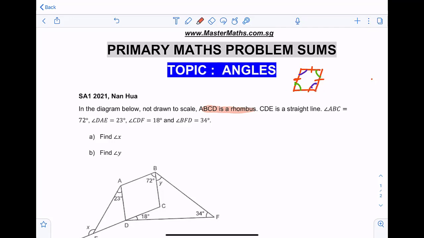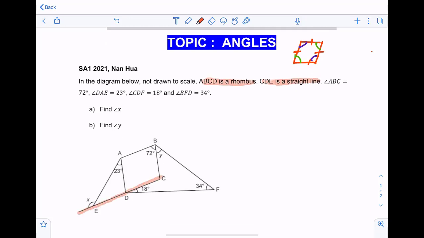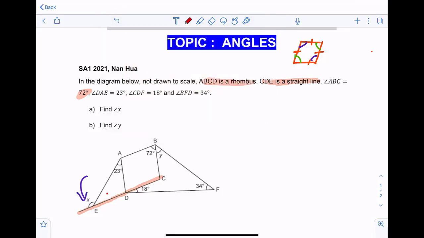Now CDE is a straight line. Angle ABC is 72 degrees over here, and angle CDF is given as 18 degrees. BFD is 34 degrees. Find angle X. So angle X is the exterior angle over here. The way to do that is we definitely will need information about this triangle right here.